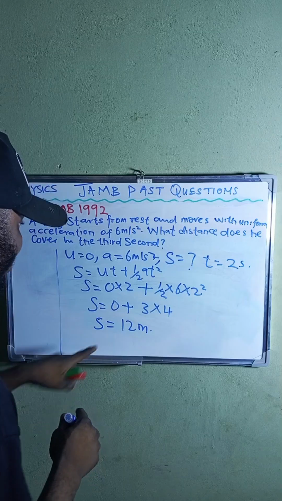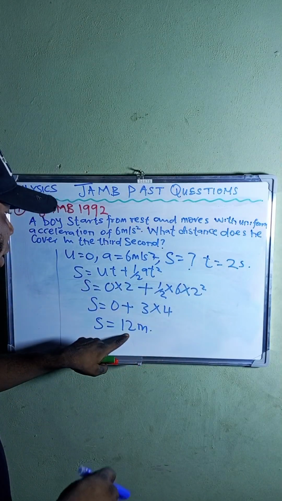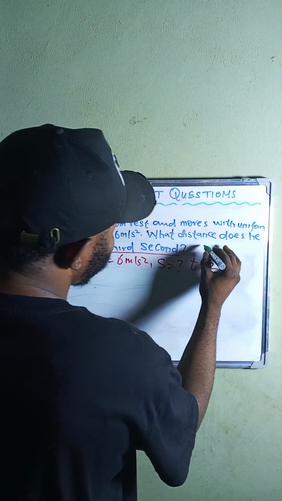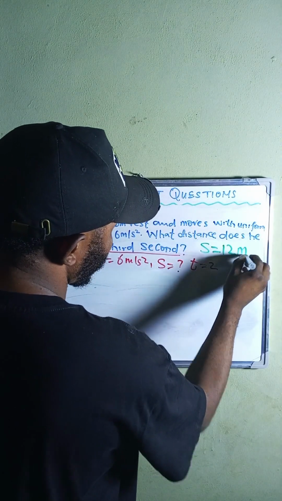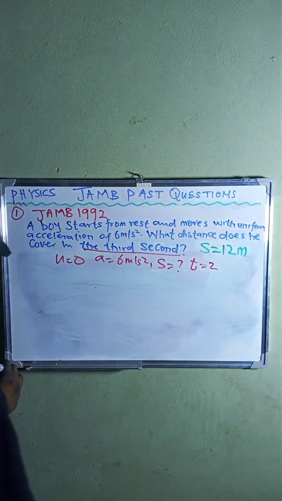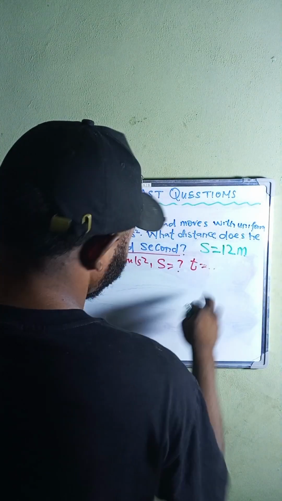Now, having in mind that we have calculated our second to be 12 meters, the next thing you want to do is to calculate for the third second. Alright, so now let's keep that here. S equals 12 meters for our second, that's t equals 2. So now let's calculate for the third second where t equals 3.